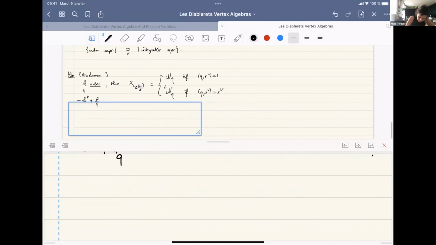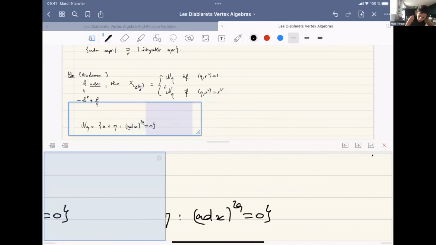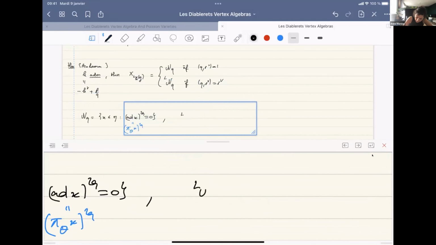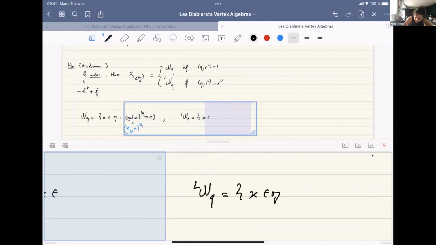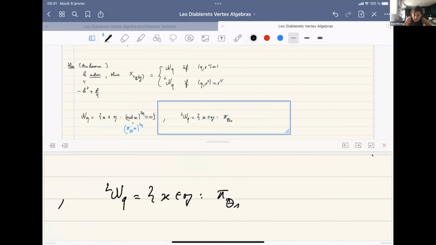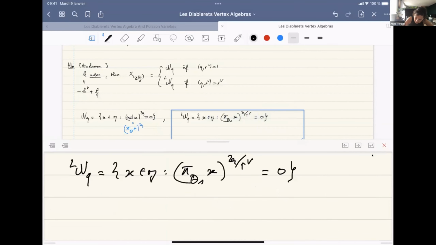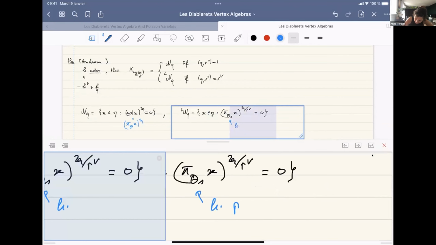So N_Q I already described, but maybe I remind you. This is the set of X in g such that ad X to the Q is equal to 0. You can rewrite it as the corresponding highest weight representation is the highest positive root. So if you write like this, and then the other one is the set of X in g such that, here you consider the highest short root of X to the Q, here I divide by h, is equal to 0. So this corresponds to the highest positive short roots.